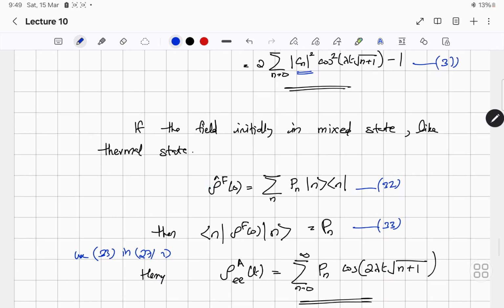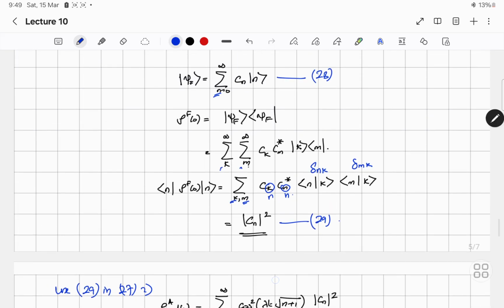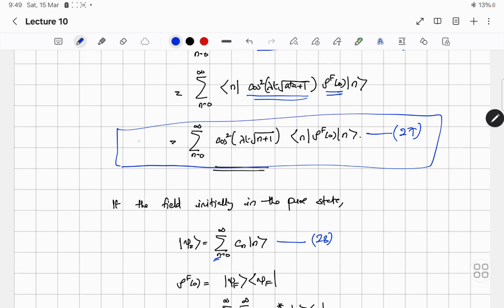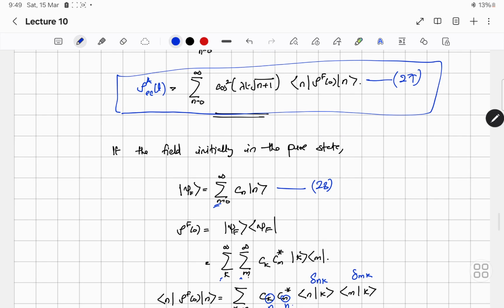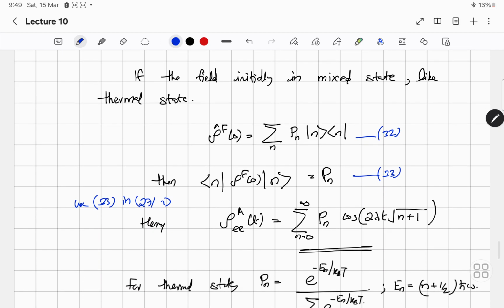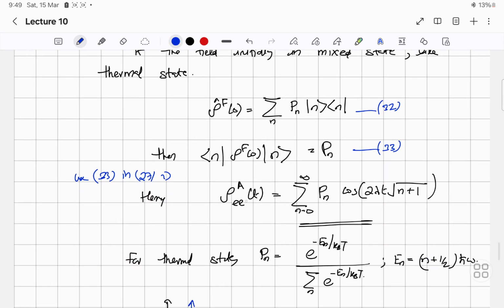So what is equation number 27? Okay, so this is your equation number 27, rho_AE(t). So if you just substitute this <n|rho_f(0)|n> of equation number 27 using equation number 33, I will get rho_AE(t) is the sum over n equals 0 to infinity P_n cos of 2 lambda t root of n plus 1.